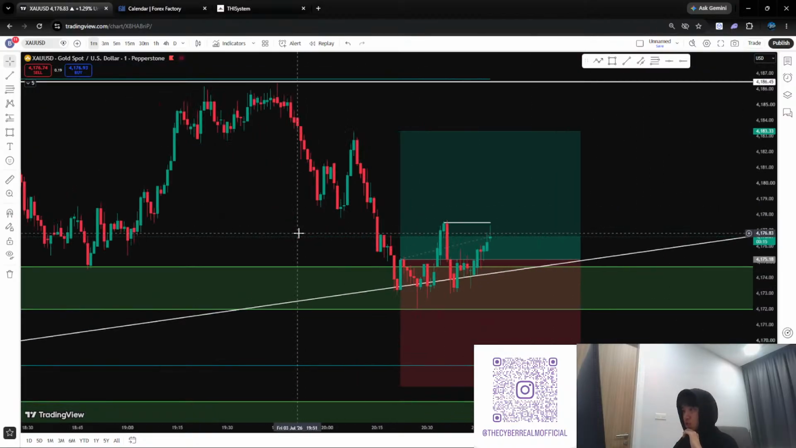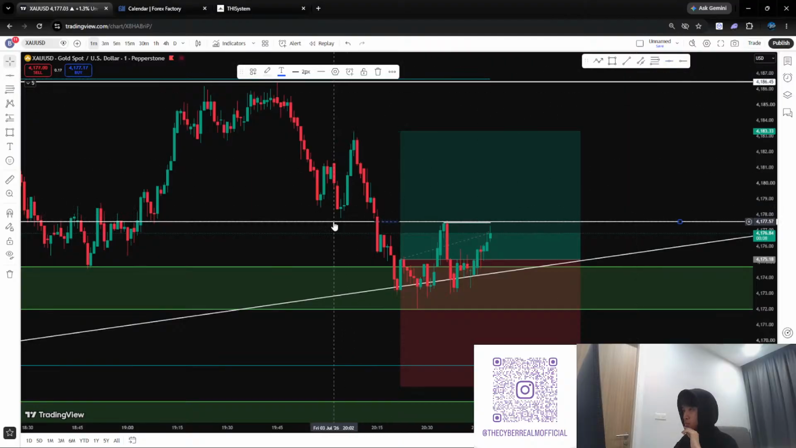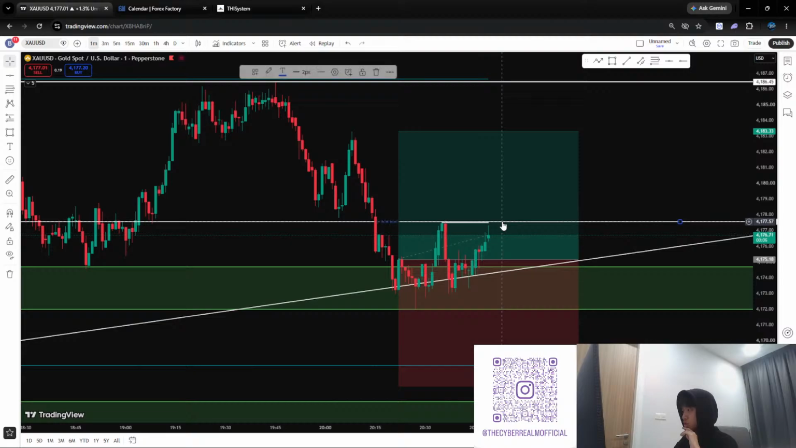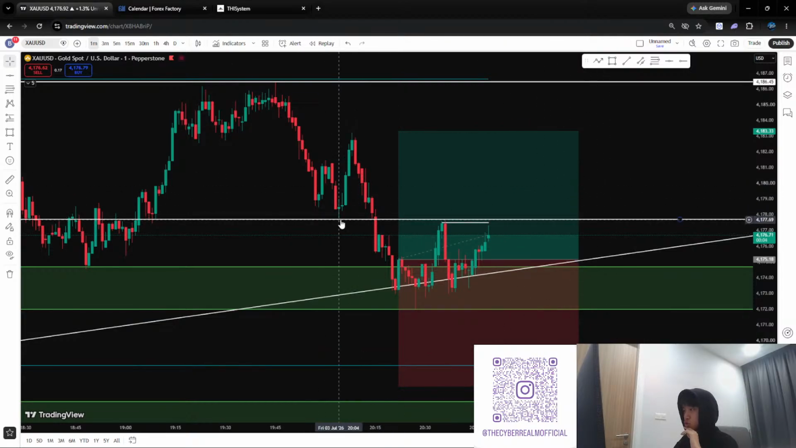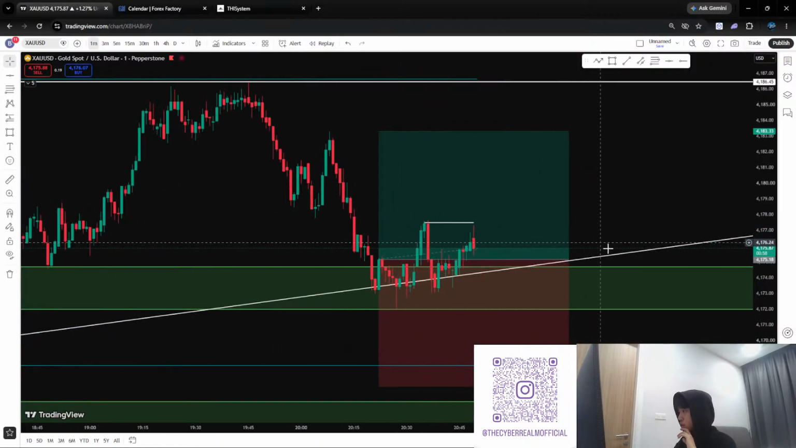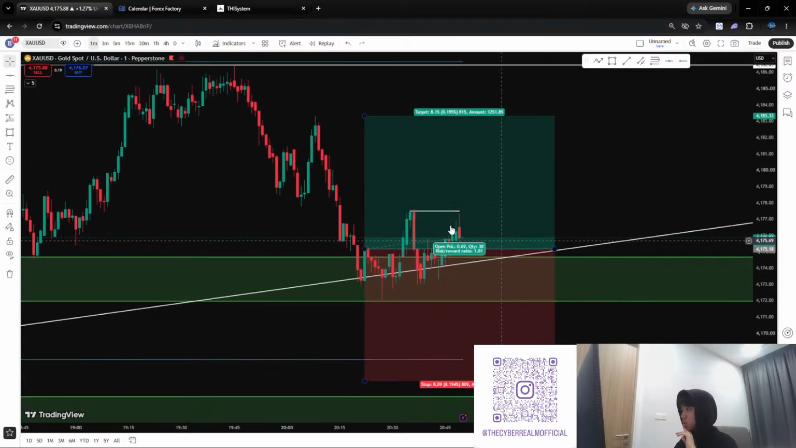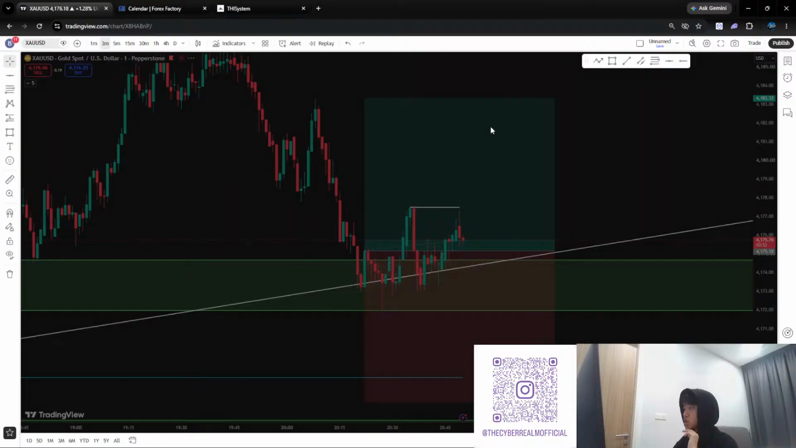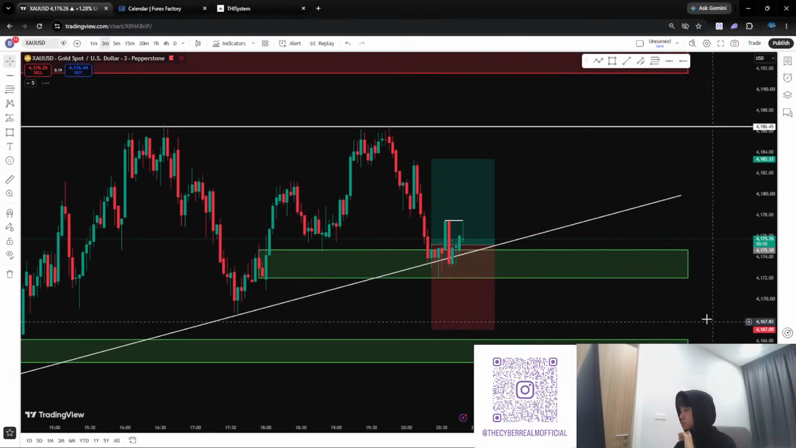It is still rejecting at this area right here. Rejecting around this sell zone, or not sell zone, sorry, this resistance zone. And then another big push downwards. Let's see. Gold is just playing with our food right now.